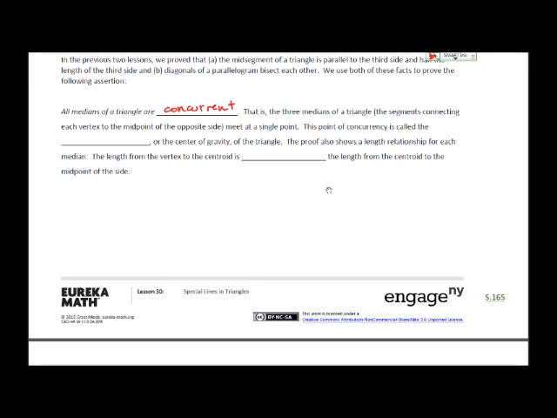This point of concurrency has a special name. It's called the centroid, or the center of gravity of a triangle. So if you were to have a plate that's the size of the triangle, and you found the centroid, it would balance perfectly on that point because that is the center of gravity. The proof also shows a length relationship for each median: the length from the vertex to the centroid is twice the length from the centroid to the midpoint of the side. Let me show you that in a GeoGebra file.